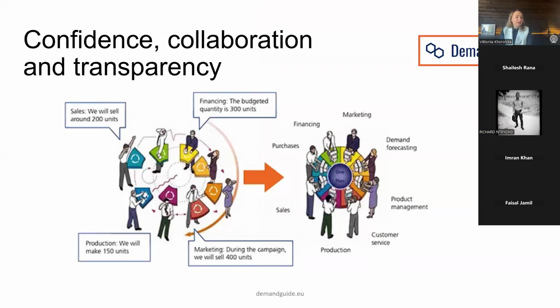Okay, and the last slide is about confidence, collaboration, and transparency. So why do we need collaboration? We need to sit people together. We want to build a clear transparency in the process, and we want to be reliable. We want to have reliability across all departments involved in the process and executives. So we are moving from the left-hand side picture to the right-hand side, where we have one plan and everyone is aligned and involved in this plan.